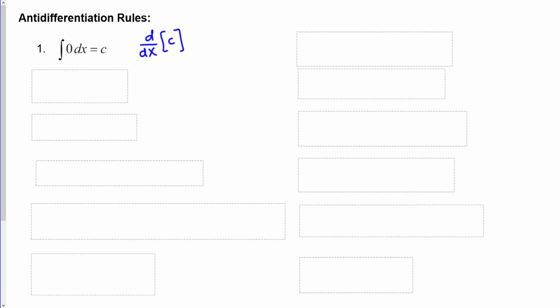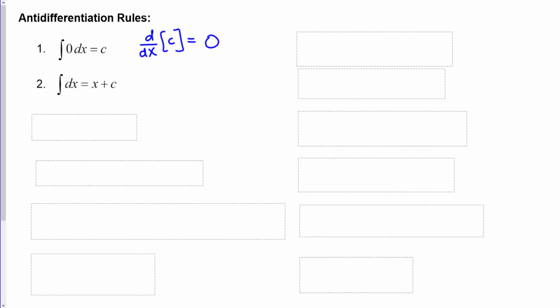Now let's look at some antiderivative rules, which will help us learn how to effectively evaluate some antiderivatives. The first is the simplest rule. The antiderivative of 0 is equal to the constant c. All of these rules are effectively inverses of derivative rules that we've had. If you reversed this and said, okay, the derivative with respect to x of the constant c, well, we know that's going to be 0. So the inverse of that says that the antiderivative of 0 has to be c.